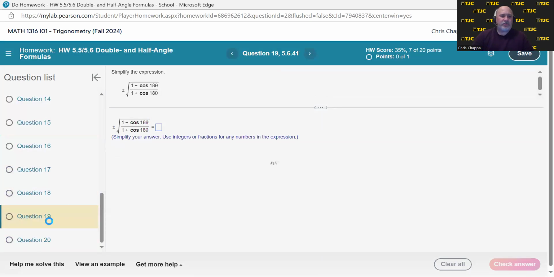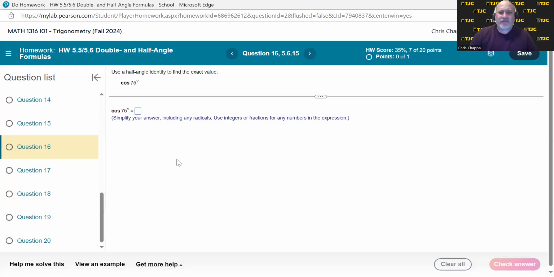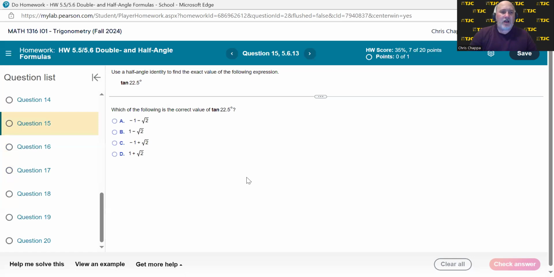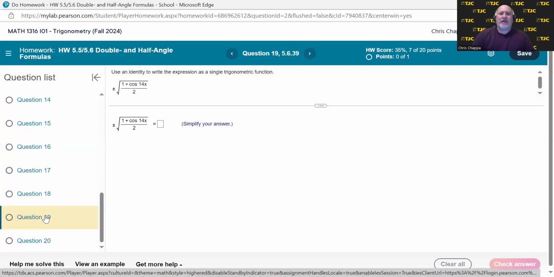Actually, this one and this one are different. All right, so I see 3 more questions I want to go over. One where we actually find a value. We'll go back to number 15. And then one where we have one trig function value, we found another. And then these last two, which ask us to capitalize on an identity to write the expression more simply.